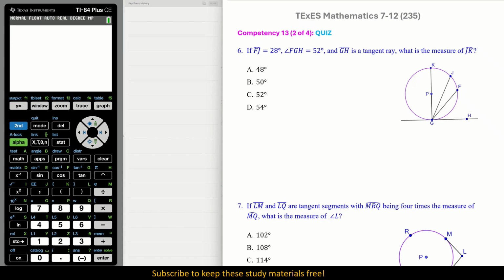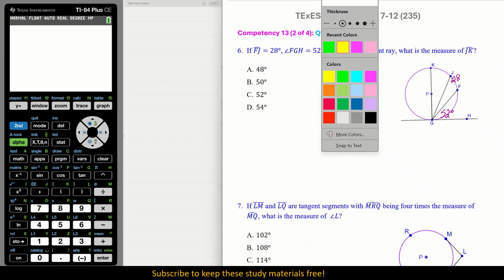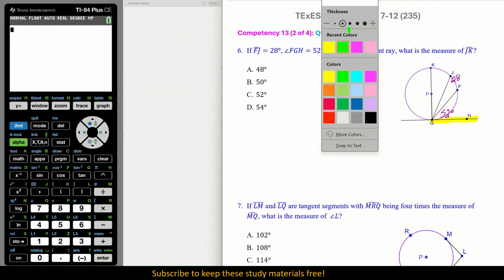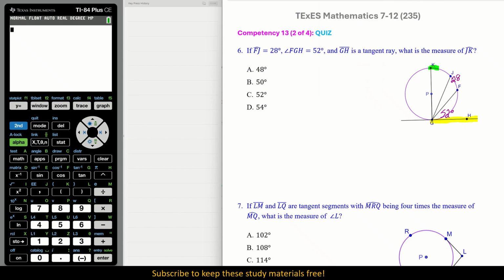Number 6: if arc FJ equals 28, and angle FGH is 52, that'll be this angle right here, and GH is a tangent ray. What is the measure of arc JK?